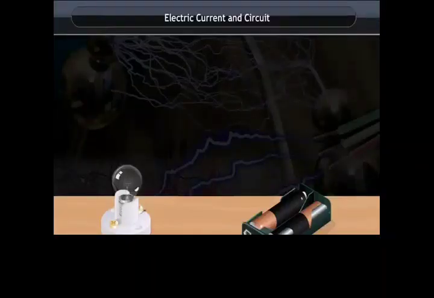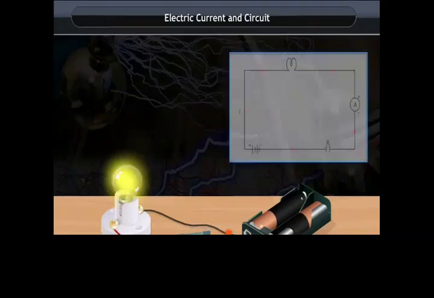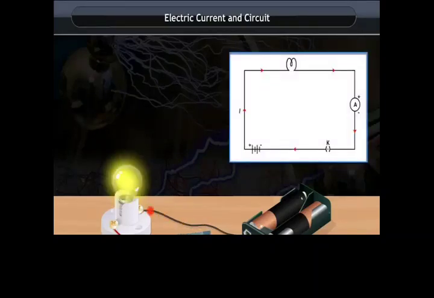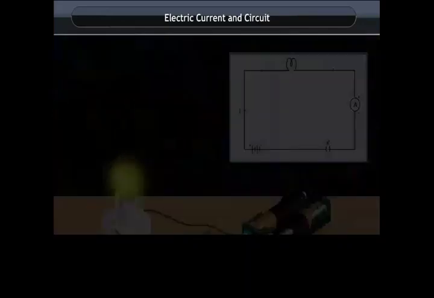Electric current and circuit. Electric current is expressed by the amount of charge flowing through a particular area in unit time. In other words, it is the rate of the flow of electric charges. In the circuit using metallic wires, electrons constitute the flow of charges. Conventionally, in an electric circuit, the direction of electric current is taken as opposite to the direction of flow of electrons, which are negative charges.